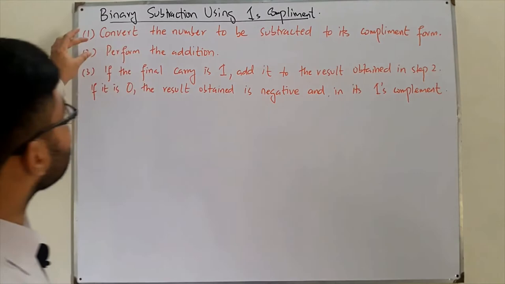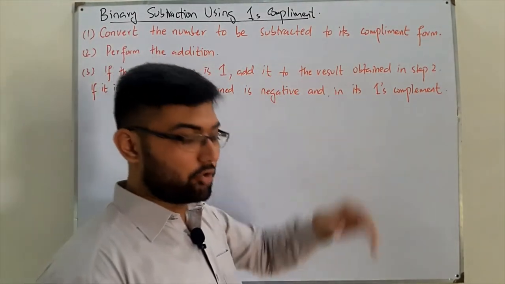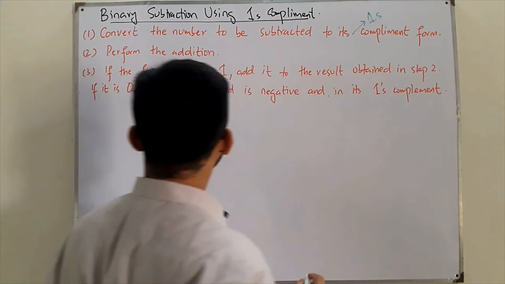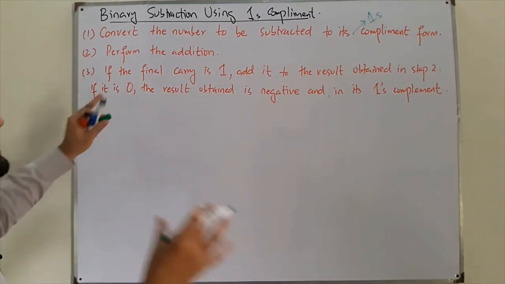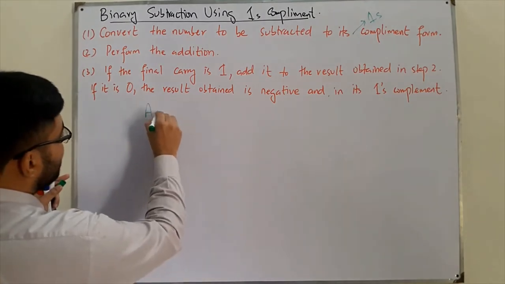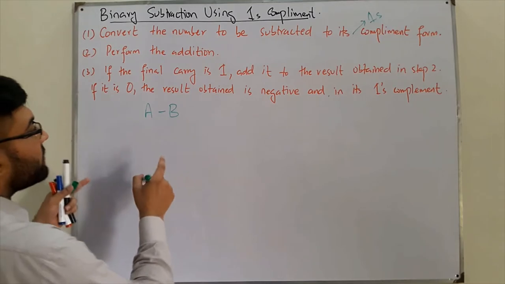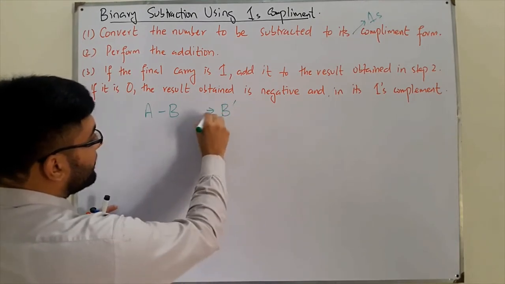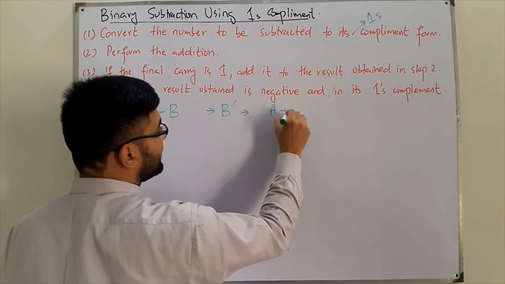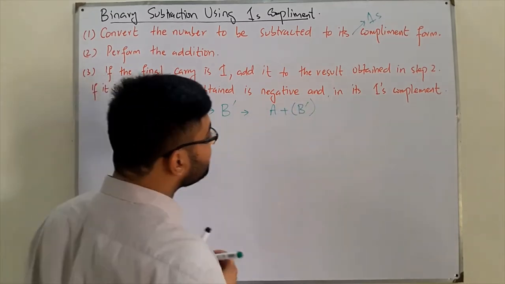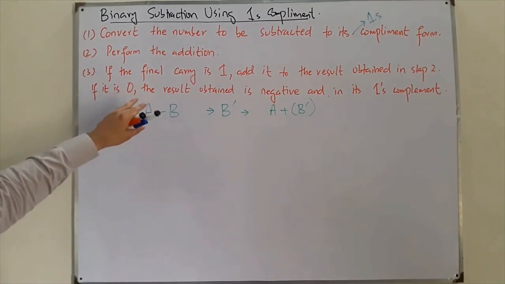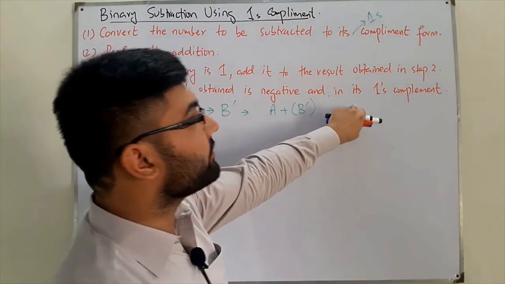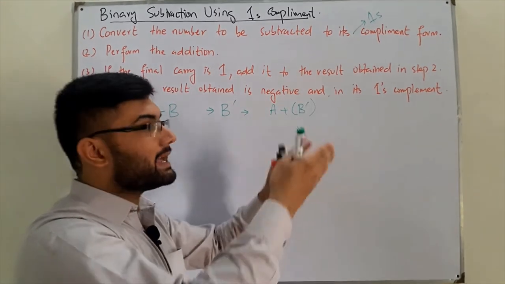So the first step is that you have to convert the number to be subtracted into its complement form. What complement? Into its 1's complement form, okay? Then you perform the addition, you add the two numbers. Let's say we have A minus B. We convert this B, which has to be subtracted, to its complement form. Then you perform the addition: A plus B's complement. Now if the final carry is 1, add it to the result obtained. And if it is 0, the result is negative, and it's in 1's complement form, so you take again the 1's complement, and then you get the final result.